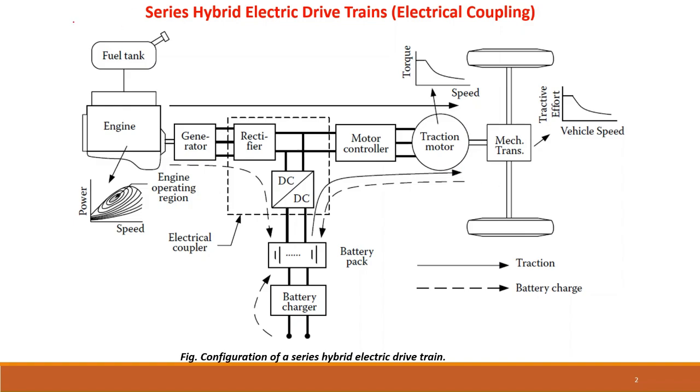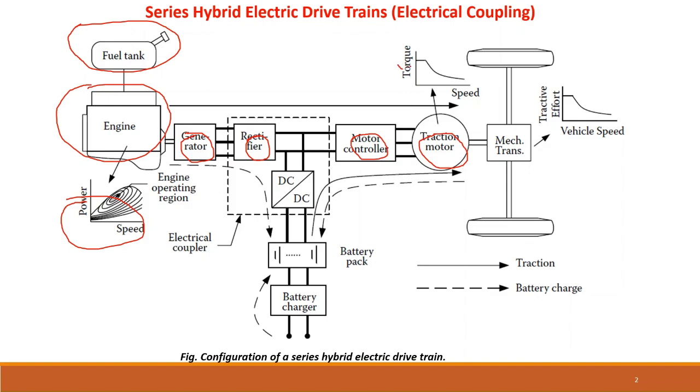says, so this is the fuel tank and this is the IC engine. We have shown the power speed characteristics of the IC engine. From there, there's a generator, then there's a rectifier, then there's a motor controller, and this is the traction motor with its ideal torque speed characteristics like this. In the low speed range, it's constant, then it is hyperbolically decreasing. From there, via mechanical transmission, we are releasing the power to the drive wheels. And whatever tractive effort is shown by this graph, that is the tractive effort versus vehicle speed.